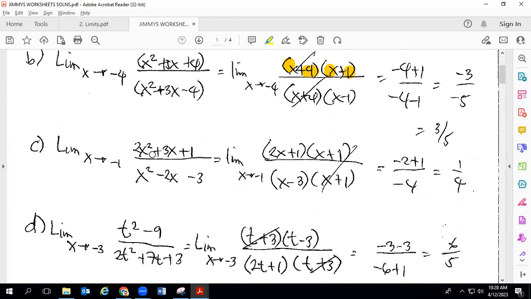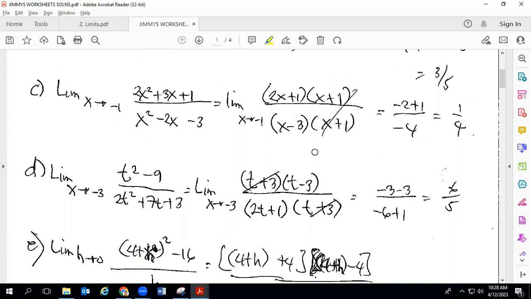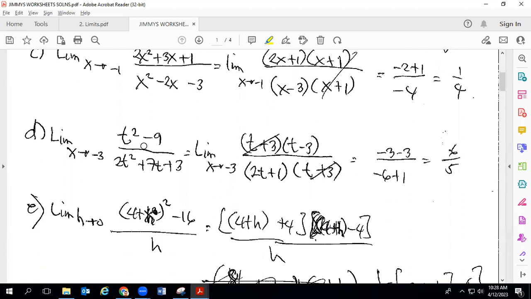Similarly for this one, again, factor. Once you have factored, look for the common value that you could cancel out. Then you substitute again. This one is the difference of two squares. You do factoring again. Okay, you factor out. You cancel out the equal values. Then substitute the value of x.